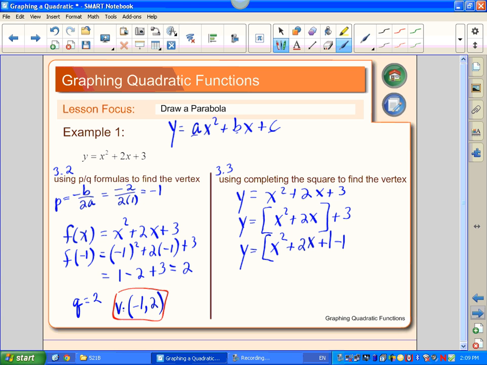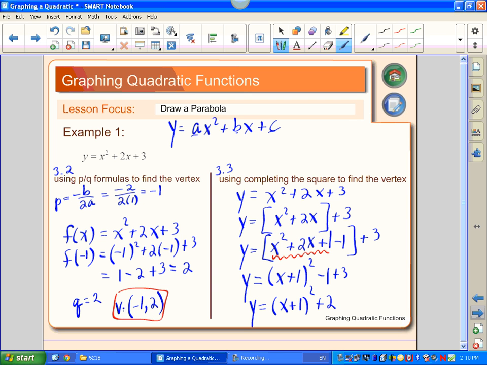Because really what I'm doing is just adding 0. Adding 0 doesn't change my value, but when I add 1 and subtract 1, which is still 0, it changes how it looks. This trinomial x squared plus 2x plus 1 is a perfect square. I know that because I just made it one. So I'm going to factor that. It's a perfect square trinomial, so x plus 1 all squared. And I have a minus 1 plus 3.